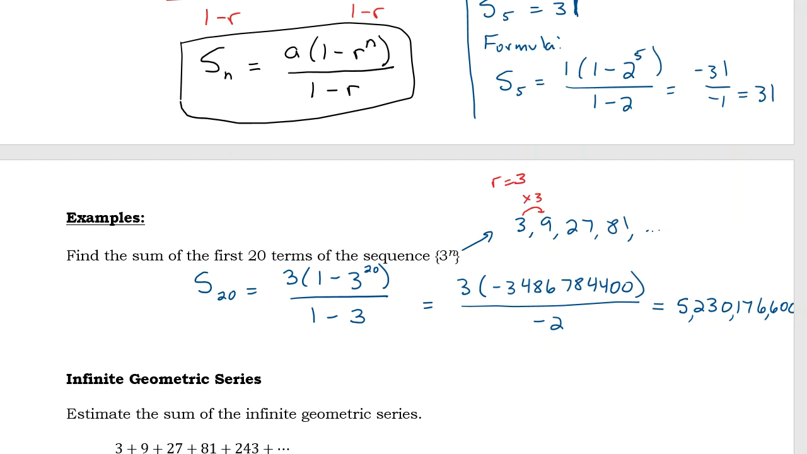So we put a 3 here in my formula and here in my formula. Well, it also turns out that the first term is 3. So I put a 3 there, and I work it all out, and I get a big old number. What is this number? Let's see. That's million, billion, 5,230,176,600. That's a lot of whatever it is.